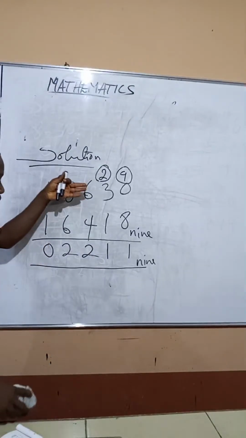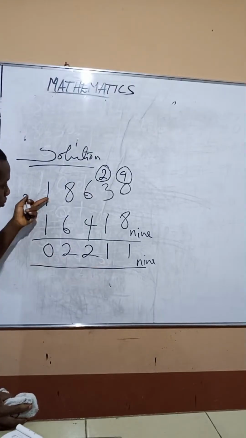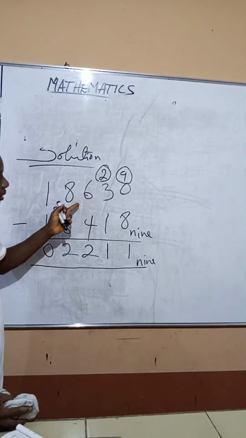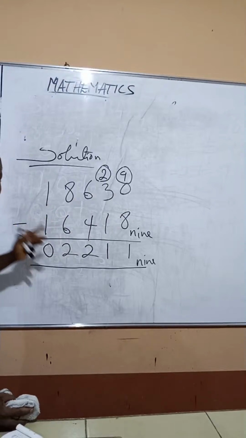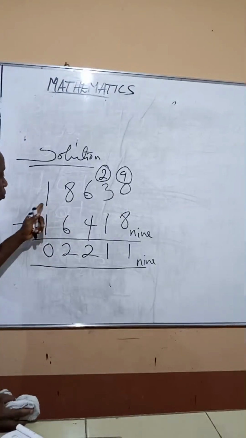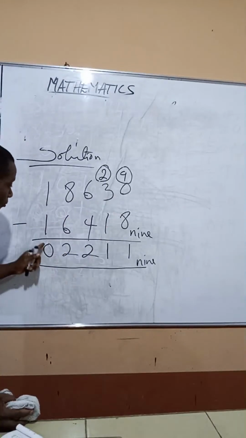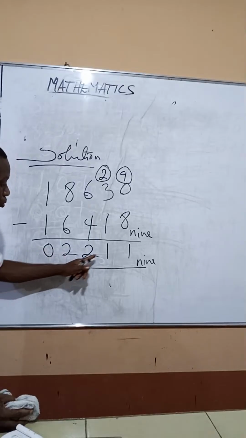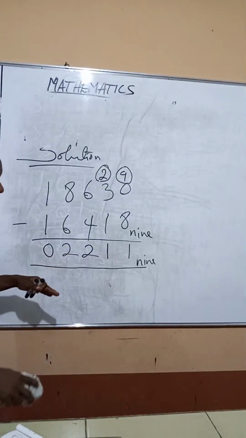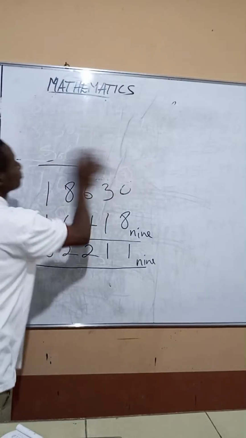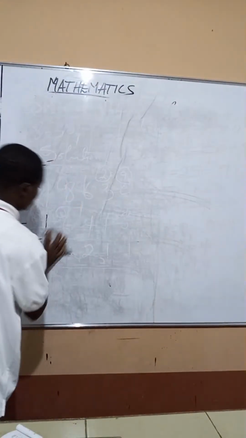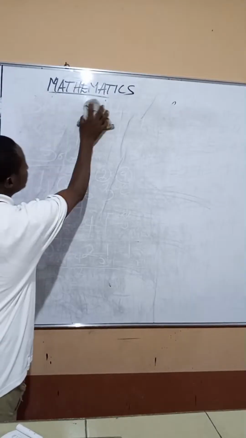Because in subtraction, we decrease the numbers. The number was formerly 18630. Sorry for calling it 18, it's not 18, please, it's 18630. But now it is 02211. So there's a decrease. That's why it's very easy. Now let's proceed to the next one.